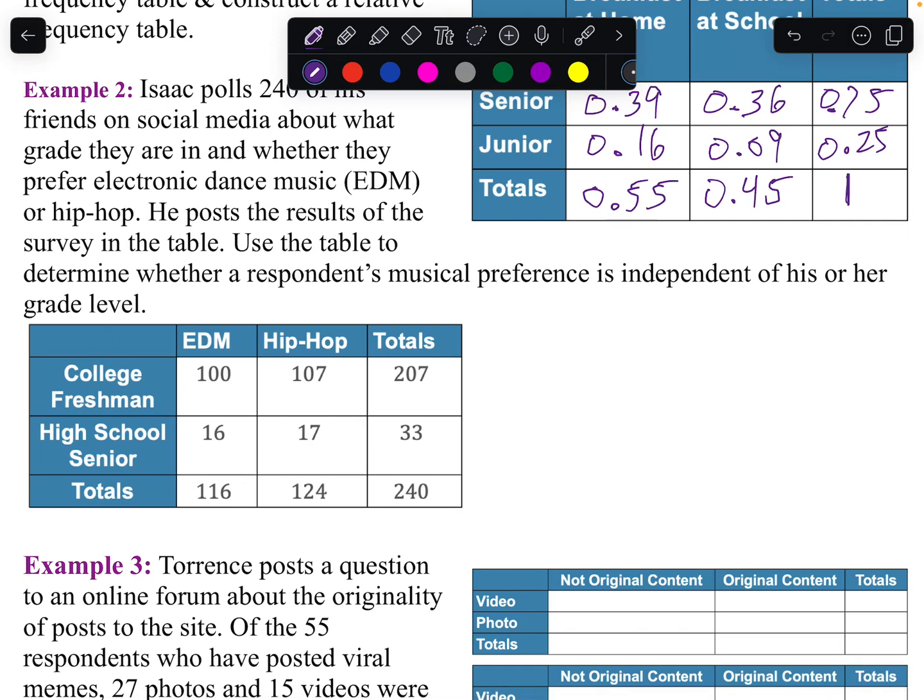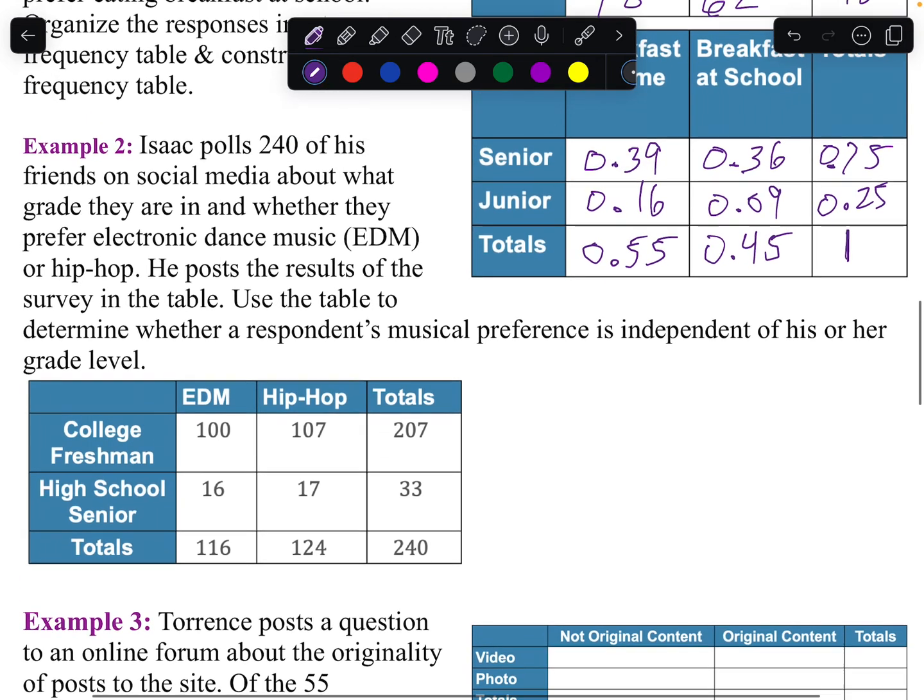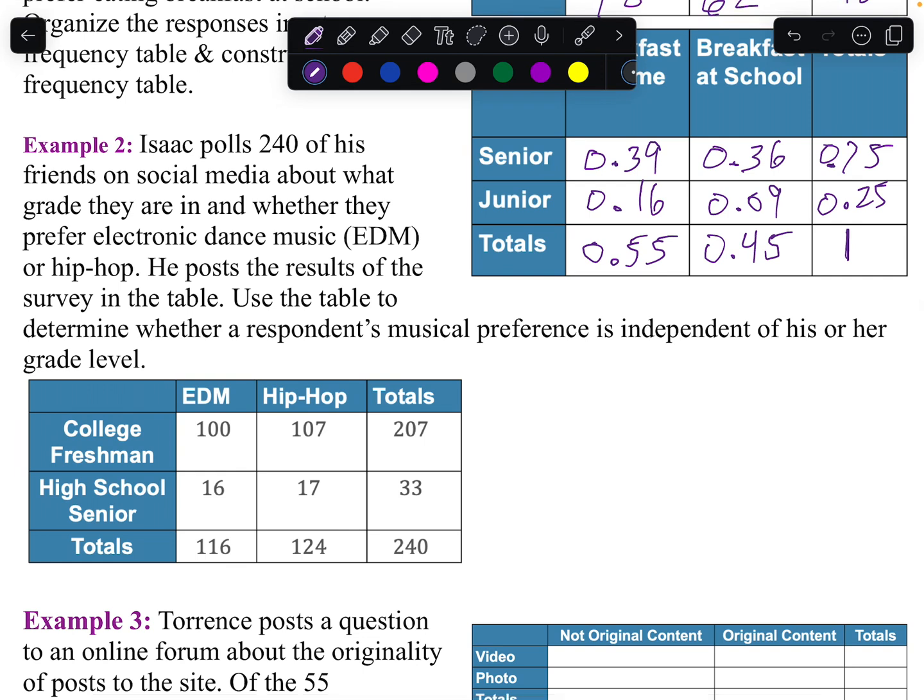Now let's take a look at example 2. We have Isaac. He polls 240 of his friends on social media about what grade they're in and whether they prefer EDM or hip hop. He posts the results of the survey in the table. Use the table to determine whether a respondent's musical preference is independent of their grade level.